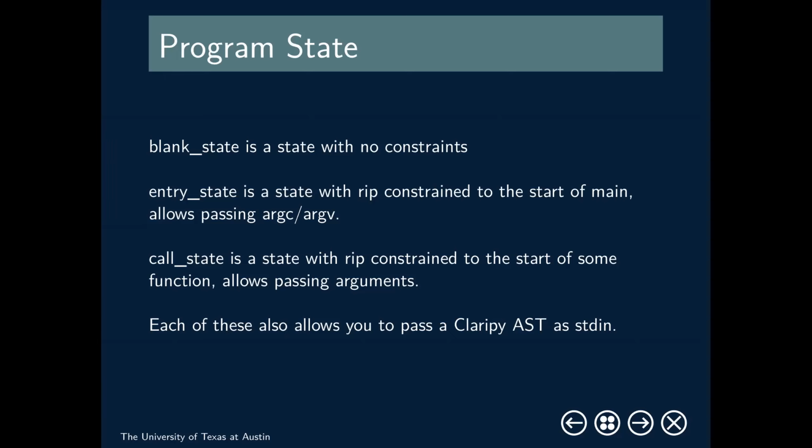Each of these also allows you to pass a claripy AST as standard in. Remember that a claripy AST is just a symbolic variable. So we could create a symbolic variable that represents a big string, and then we could pass that big string in as standard in. And that is probably what we'll do in most of our examples.